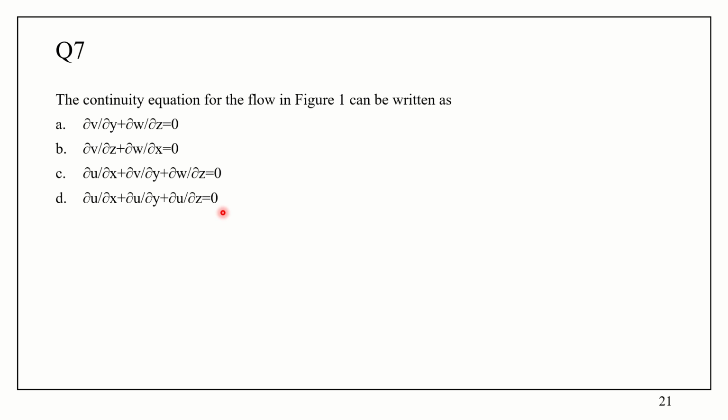So the question, I repeat, is the continuity equation for flow in figure 1 can be written as dash. Option A, dou V by dou Y plus dou W by dou Z equal to 0. Option B, dou V by dou Z plus dou W by dou X equal to 0. Option C, dou u by dou x plus dou v by dou y plus dou w by dou z equal to 0. Option D, dou u by dou x plus dou u by dou y plus dou u by dou z equal to 0.